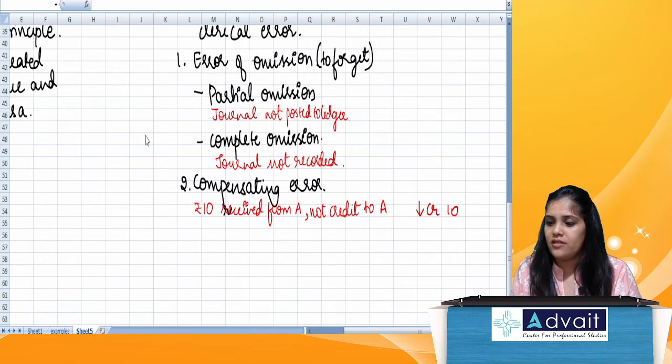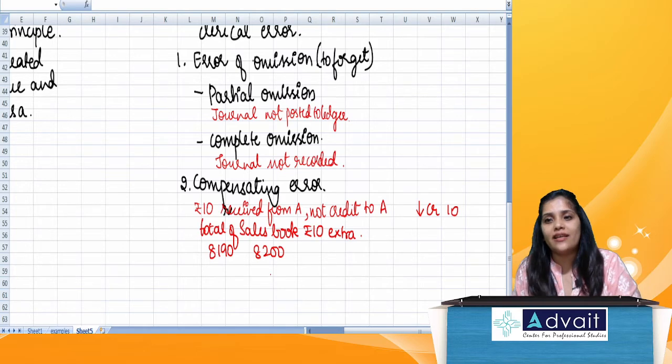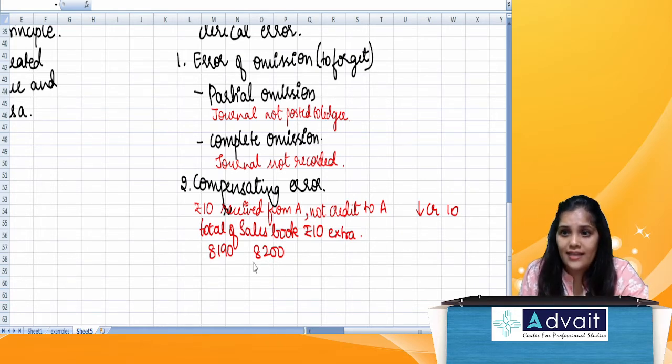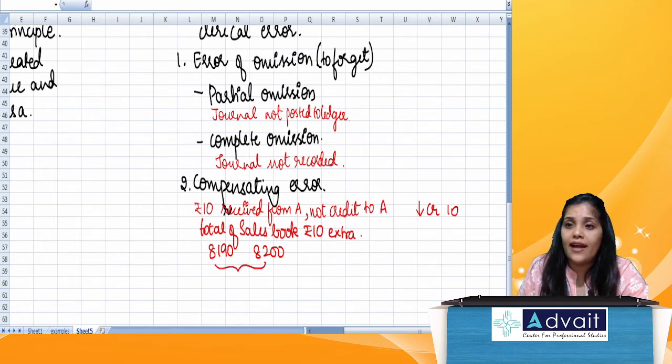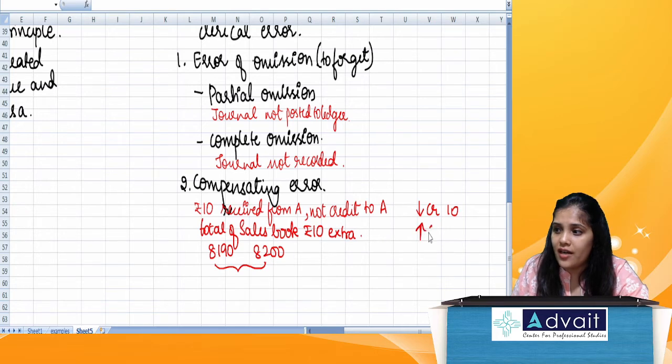Then you made another error. The error was total of sales book rupees 10 extra. Means if the total of sale book was 8190, you wrote 8200. Means you wrote 10 rupees extra. Now think, sale book total will go to sales account. Sales account on the credit side. So can I say because of this, you are writing 10 extra on the credit side? So extra credit of 10.